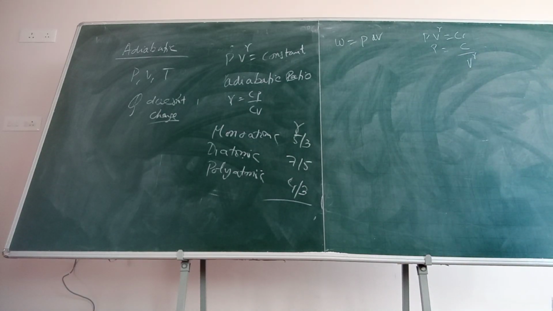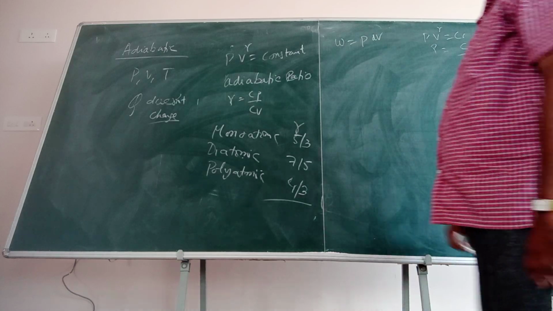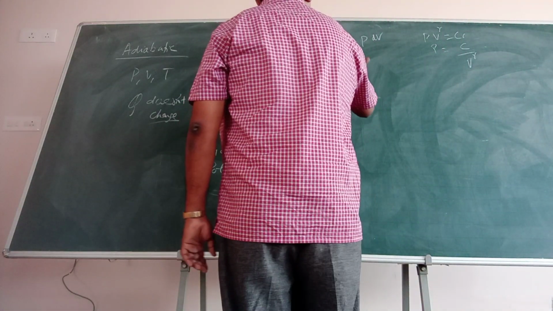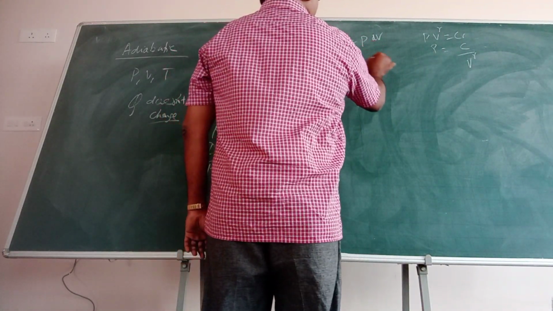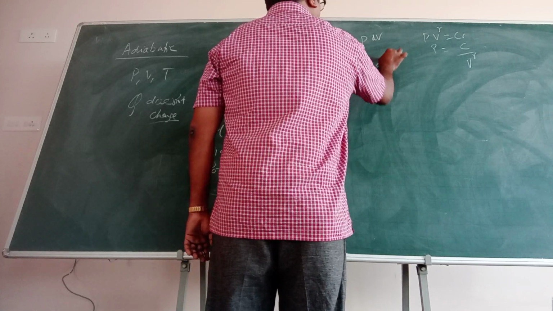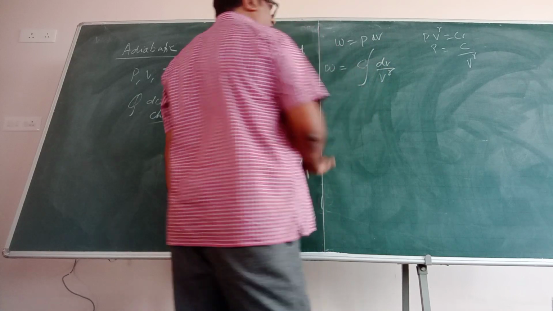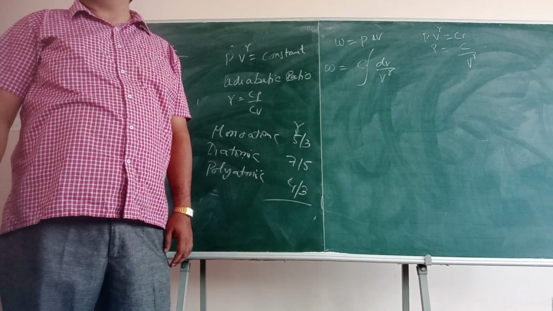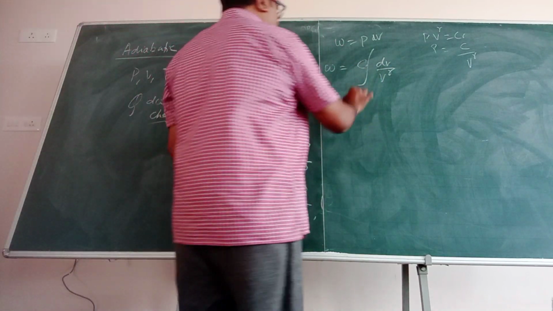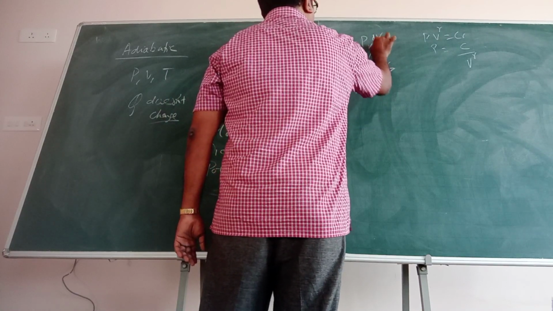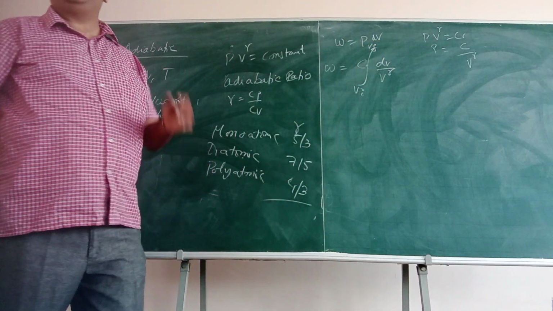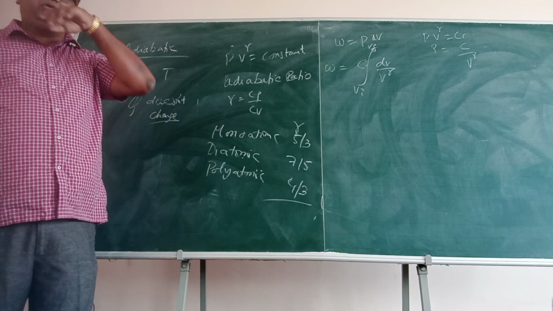C by V power gamma. So we will put it over here. So this is C into dV by V power gamma. You have to put boundary conditions now. Initial volume to final volume. Isn't it? Initial volume to final volume.